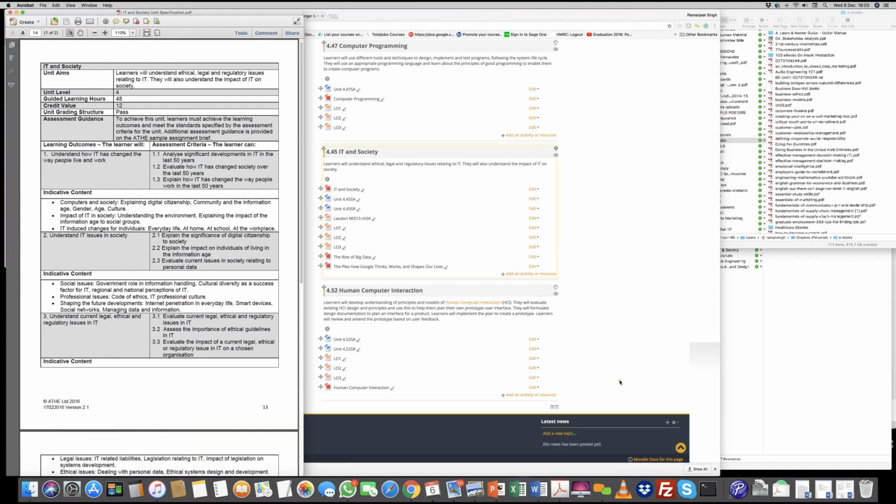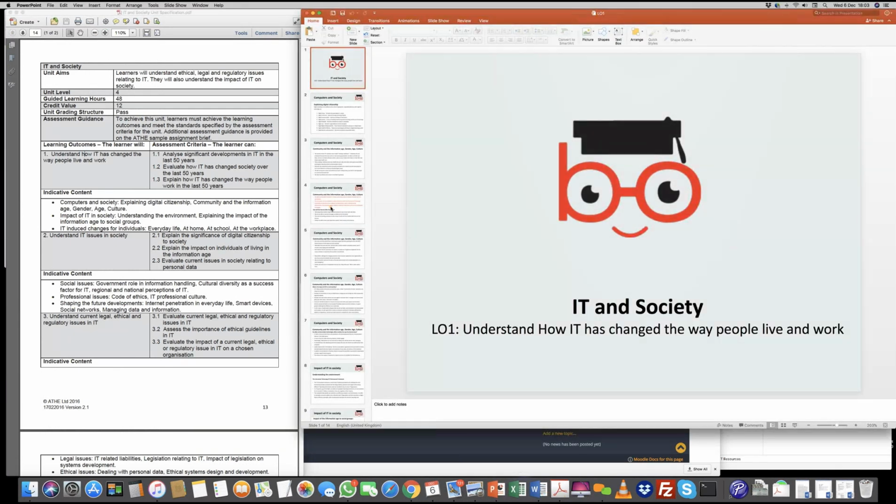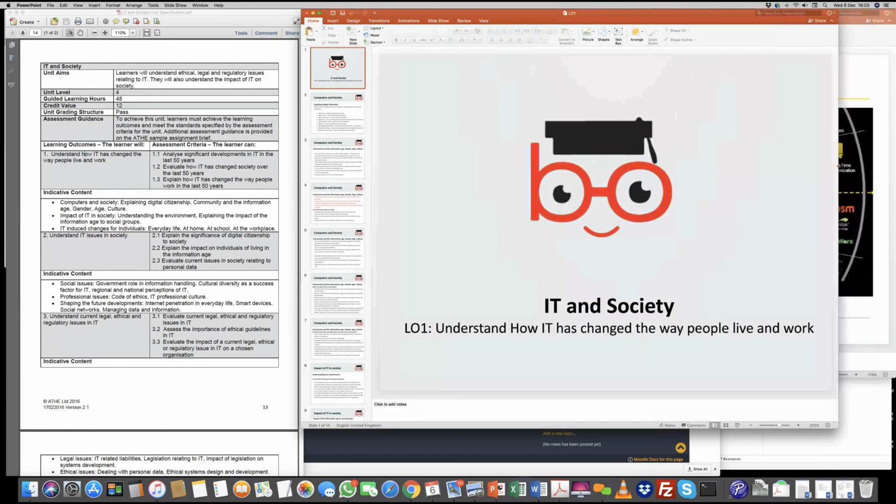Okay. So let's start off with Learning Outcome 1. Now, basically, the idea of studying this particular unit is, as you know, that over the last 50 years, let's put it this way, with the advent of computers, which happened in the early 1980s, technology has been moving on, and what has happened is our life, for good or bad, has actually changed because of the advent of computing.